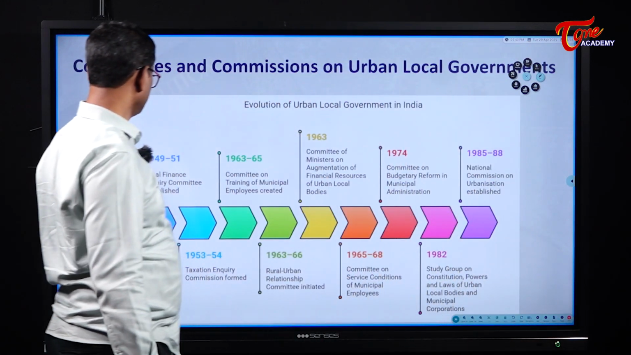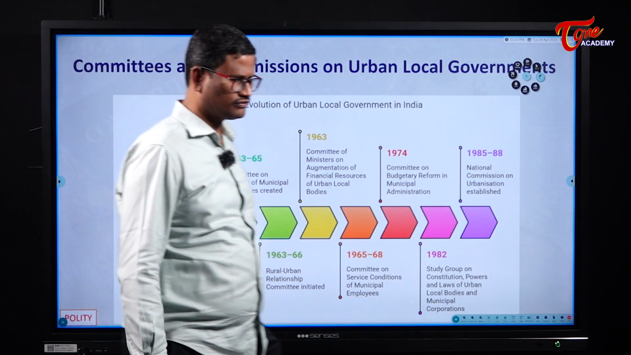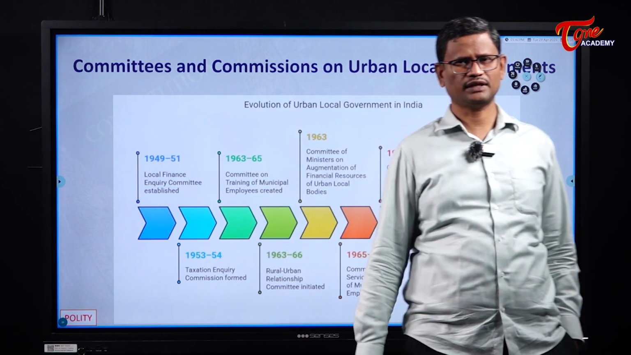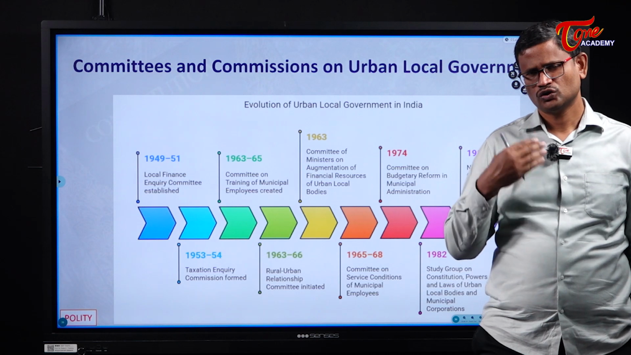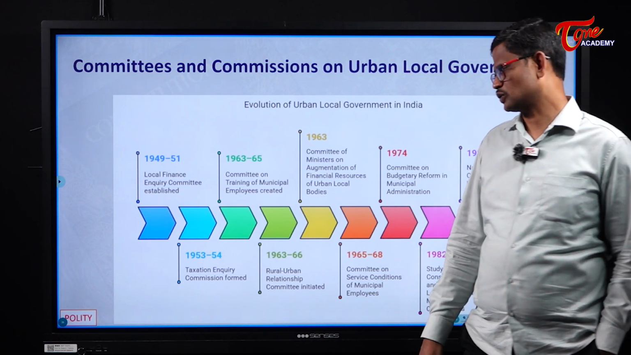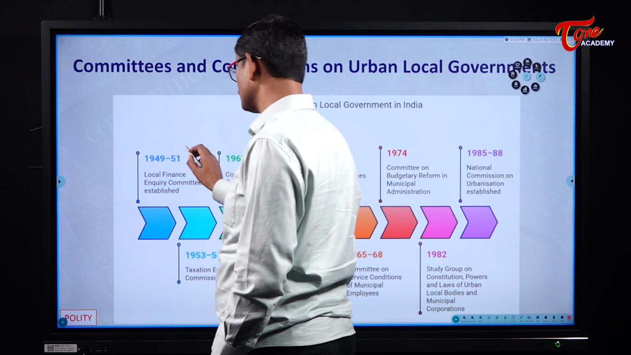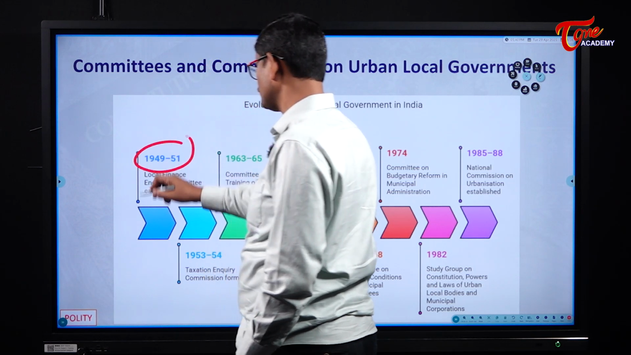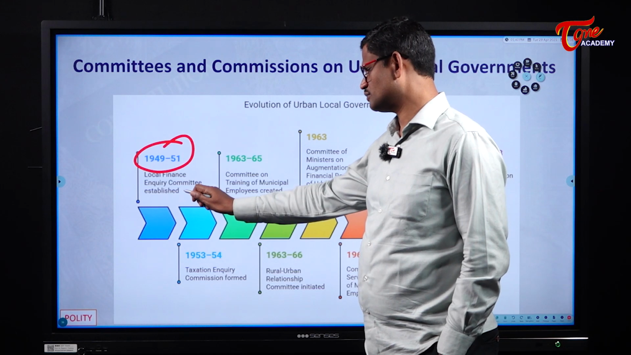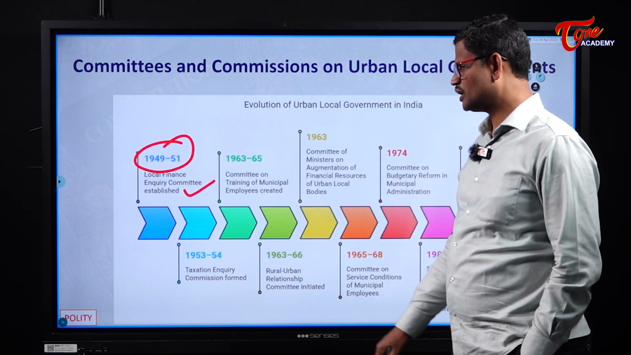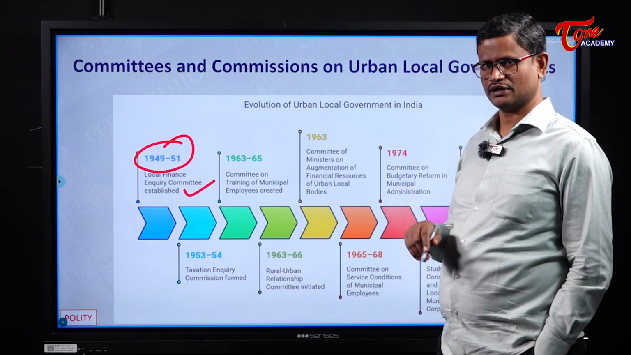Then from time to time, after India got independence on 15th August 1947, from then till now, several committees were appointed from time to time to strengthen and improve the urban local governments. The first initiative in this direction was in 1949-51. So in 1949-51, there was one committee which was established. This was called Local Finance Enquiry Committee.